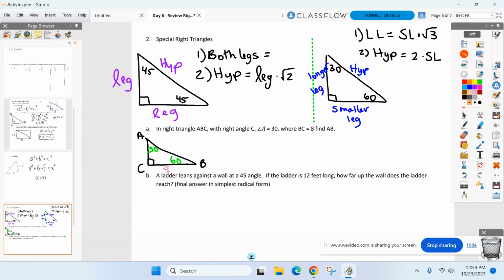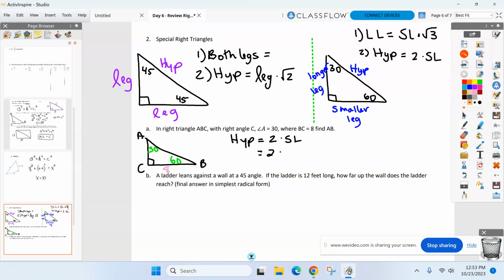Find AB. What's AB again? Is that a leg, shorter, longer leg, or the hypotenuse AB? Hypotenuse. So I'm going to write, all right, I know the rule. The hypotenuse equals, look above. How do you find the hypotenuse? 2 times the shorter leg. This is why it's so important to know what each piece represents. All right, so the hypotenuse is 2 times, where's this 8 across from? Where's the 8 across from? 30. The 30. So would that be the shorter or the longer? Shorter, which is what I need.